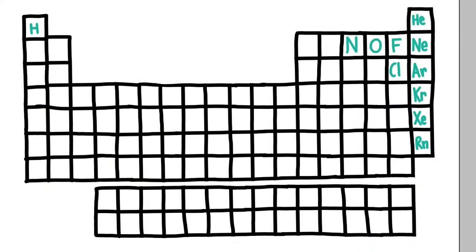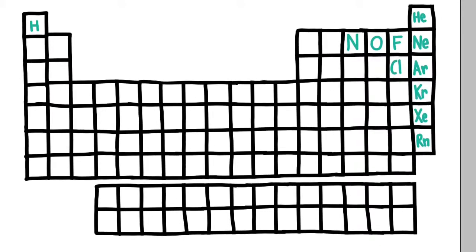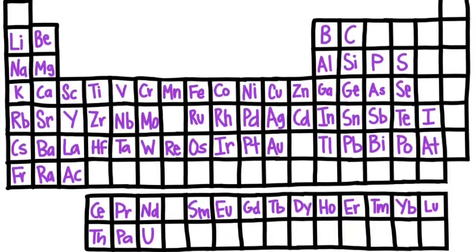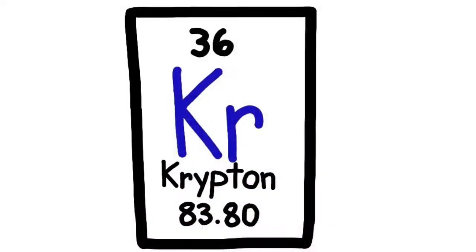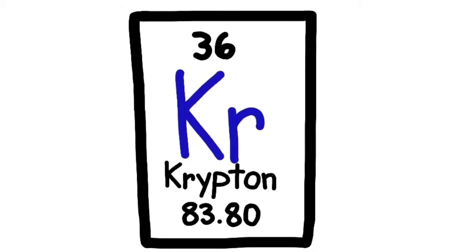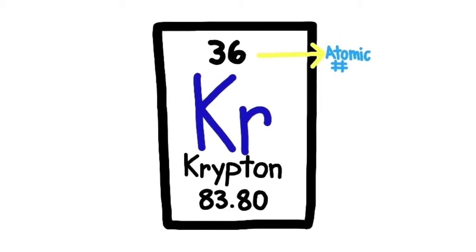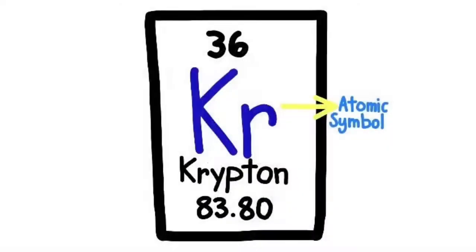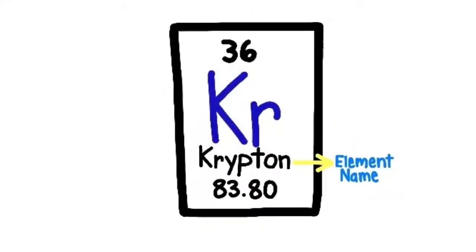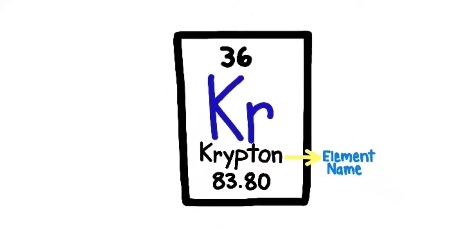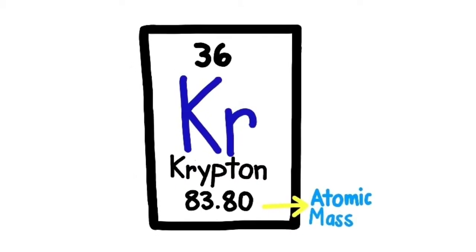There are 4 standard states for the elements in the periodic table, which are gas, liquid, solid, and synthetic. In each square of an element, you can find the following: atomic number, atomic symbol, element name, and atomic mass.